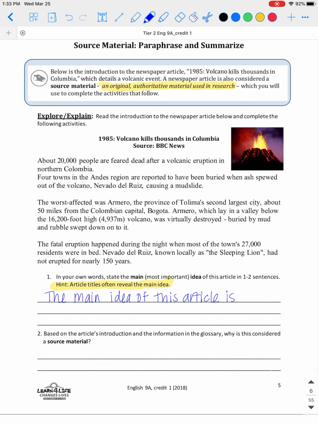Question 2, based on the article's introduction and the information in the glossary, why is this considered a source material? So remember, a source material is an original authoritative material used in research. And if you're looking at the top of the page, it says a newspaper article is also considered a source material. So those are 2 hints to fill that question out. So go ahead and do that question.